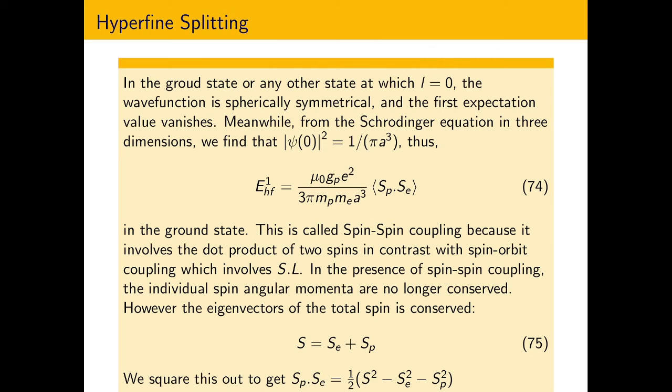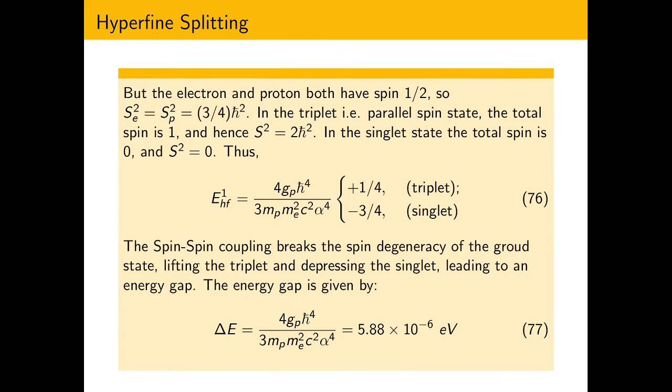And in the presence of spin coupling, well, your individual spin angular momenta are no longer conserved. Rather, it's the total spin that is conserved. All right. So again, we square this out to find the respective Casimirs, and the S squared is just the total thing. But we know that the electron and proton both have a spin half state.